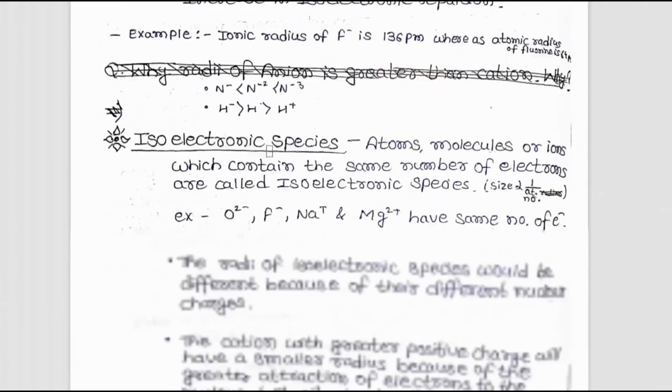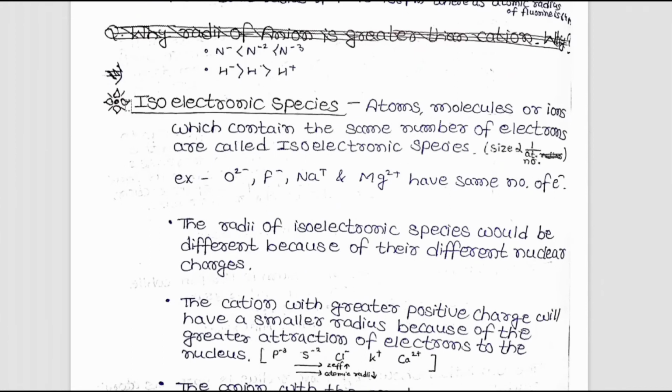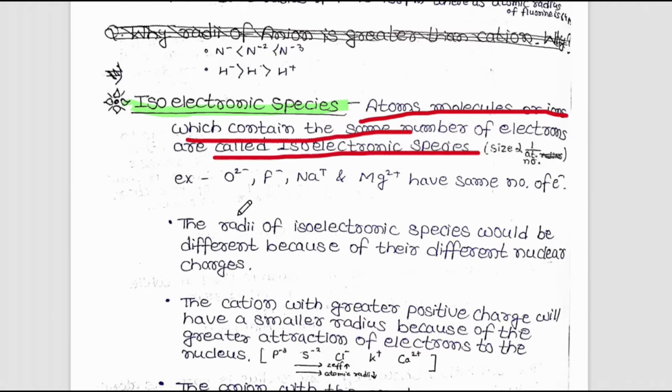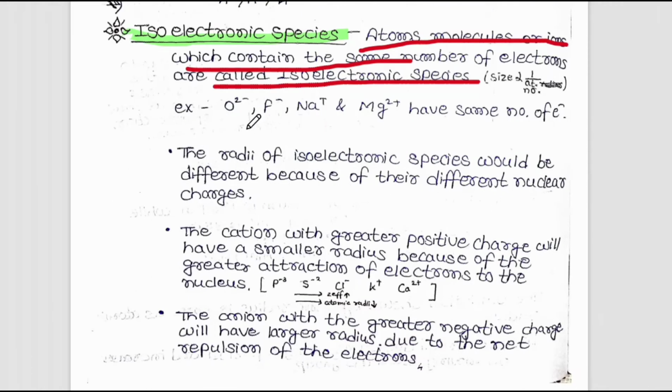Now let us come to isoelectronic species. What are isoelectronic species? Atoms, molecules or ions which contain the same number of electrons are called isoelectronic species. Some of the examples of isoelectronic species of the same category are O2 minus, F minus, Na plus, Mg2 plus.